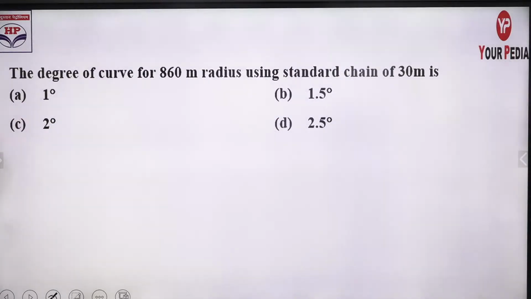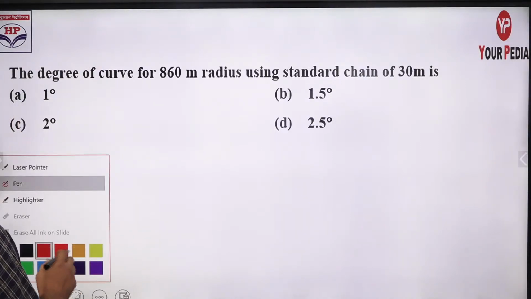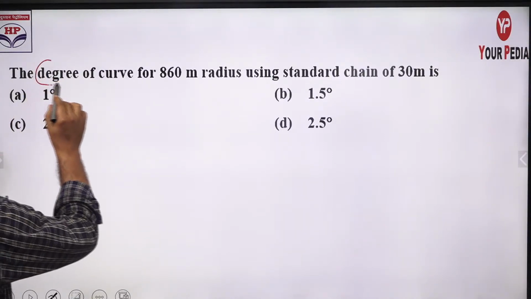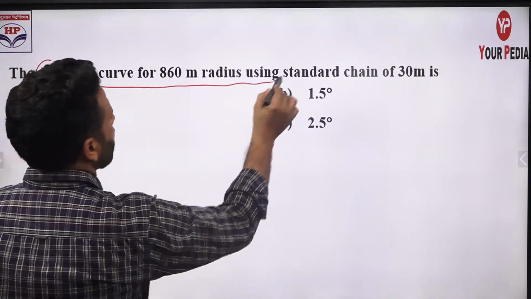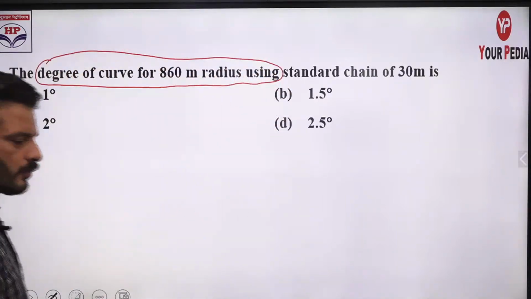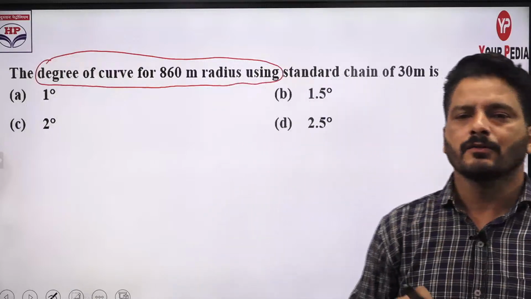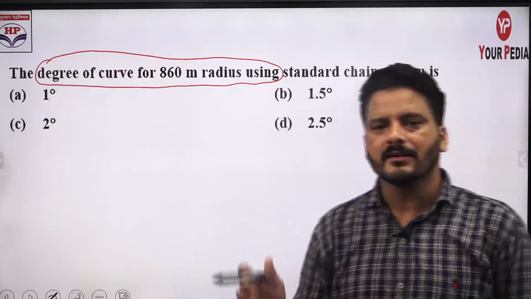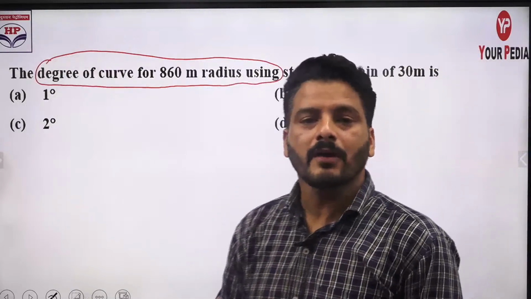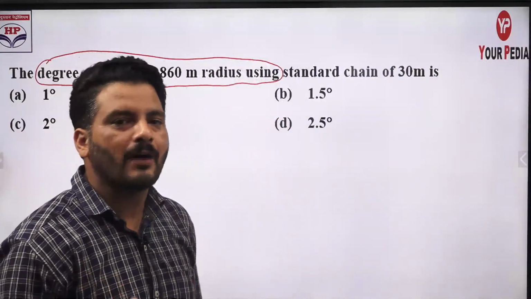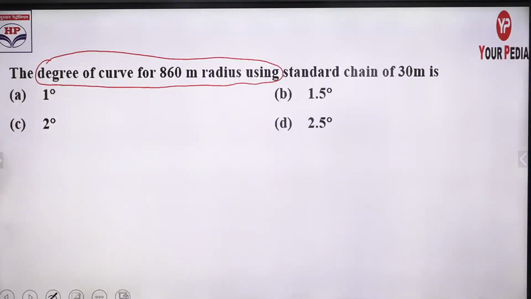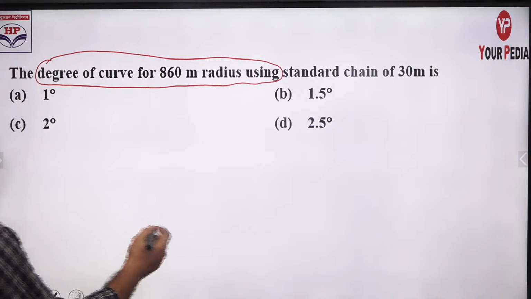So here's the next question. In the next question, he is asking the degree of curve for 860-meter radius. What is the degree of curve? So guys, degree of curve, this is a topic you will find in surveying, and also in railway engineering, and also in highway engineering there is the curve part. In highway you are designing the curve, in surveying you are basically understanding what a curve is, how to set out a curve. So these things you are understanding here. So now what is the degree of curve?